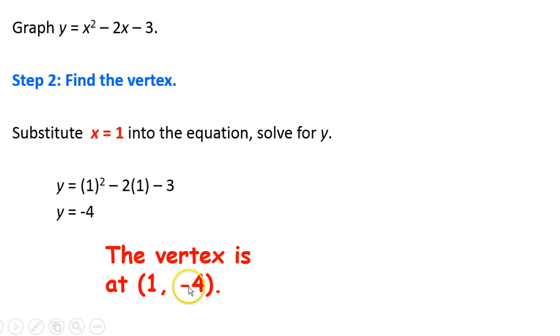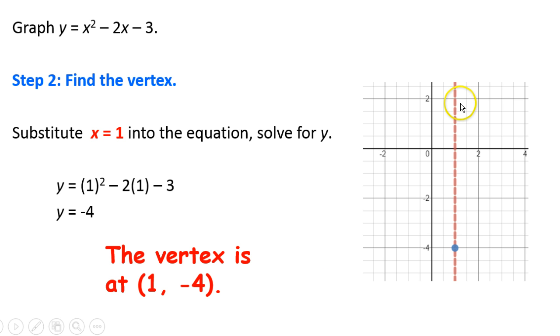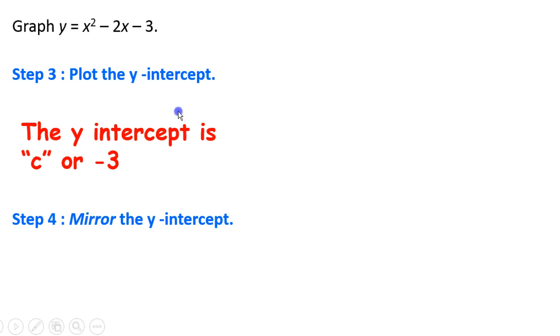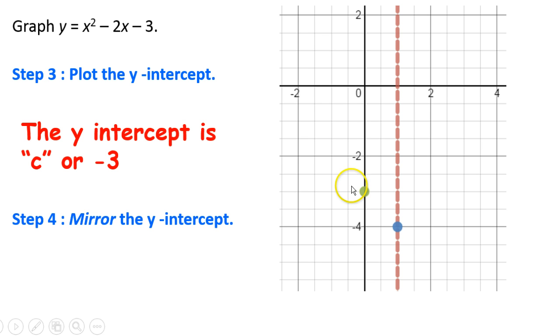So how do we graph this? This is just a point. We take our axis of symmetry at x equals 1 and we plot the point 1, negative 4: 1, 2, 3, 4. We plot that point. Remember, we already know that our graph opens up. In the next step, step 3, all we have to do is plot the y-intercept. Remember, you can get the y-intercept simply by looking at c. Our c is negative 3, so we're going to plot the y-intercept at negative 3 along the y-axis.